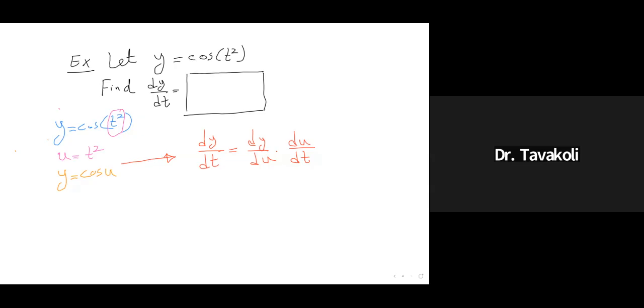y is cosine of u. The derivative of y with respect to u is, as we have seen before, minus sine of u. The derivative of cosine is negative sine. And u is t squared. The derivative of t squared is 2t.